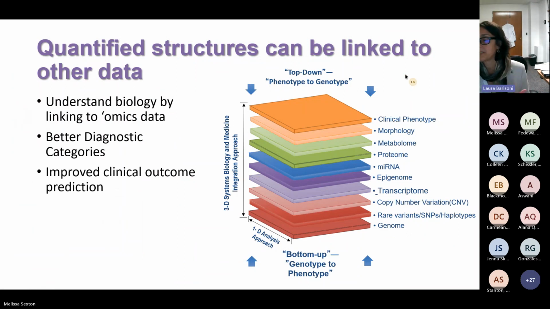And once we have all this information, we can link those to clinical data and omic data and really identify more clinically relevant and biologically relevant disease categories. So ultimately, that should help us to improve the clinical outcome prediction, but also how we can identify new therapeutic targets. Next one.